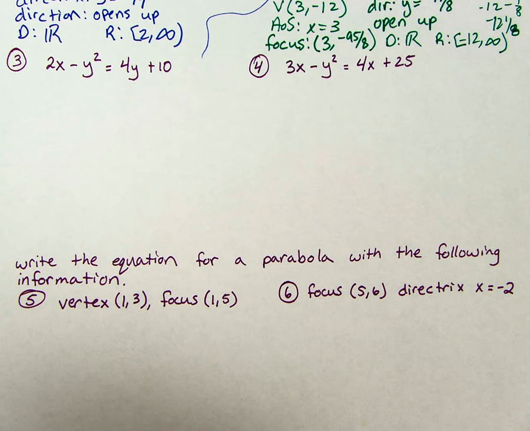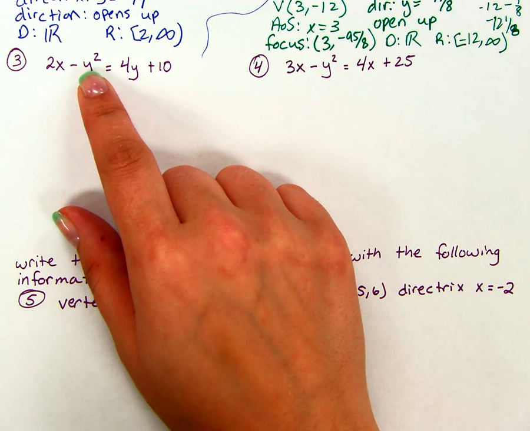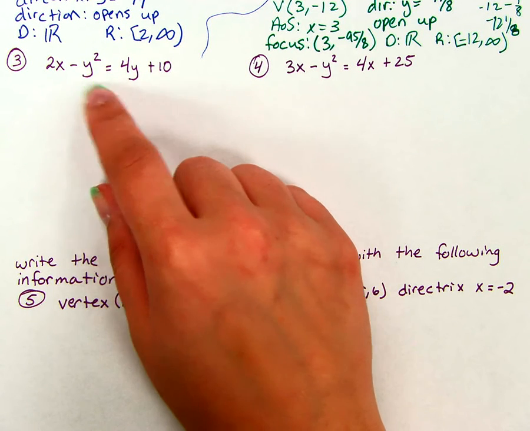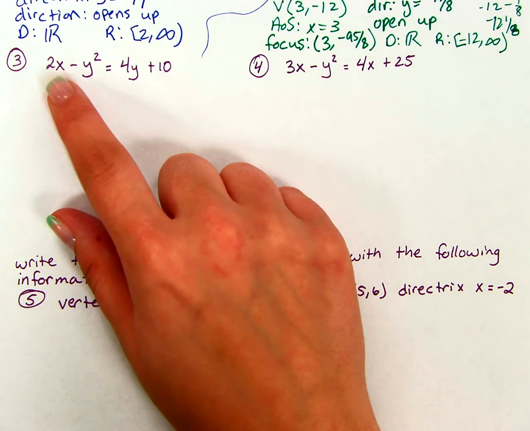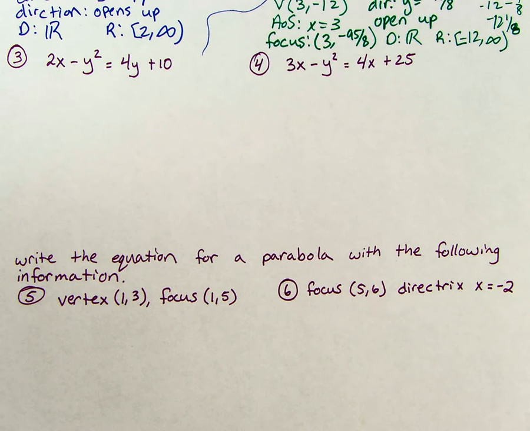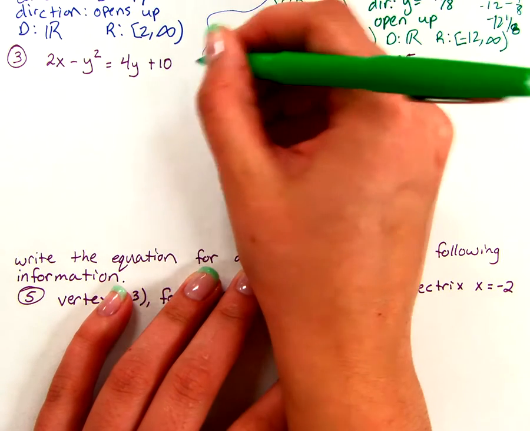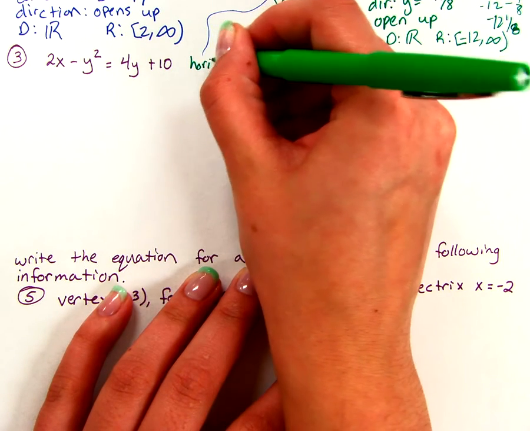And when we are looking at this, notice how our y is squared this time. So that means that we need to put both of the y's on the same side, and it's going to be equal to x. And that actually tells us that this is going to be a horizontal parabola. So it's going to open up either to the right or to the left. So I'm just going to make a note at the top. So it's going to be horizontal.